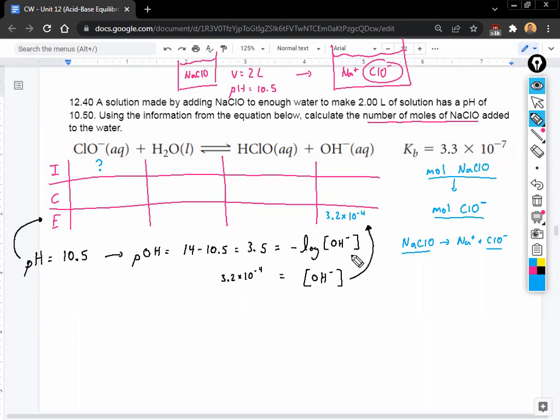Sorry, what was that? Because pOH is equal to the negative log of OH minus, you need to move the negative before you can put it to the power of 10.